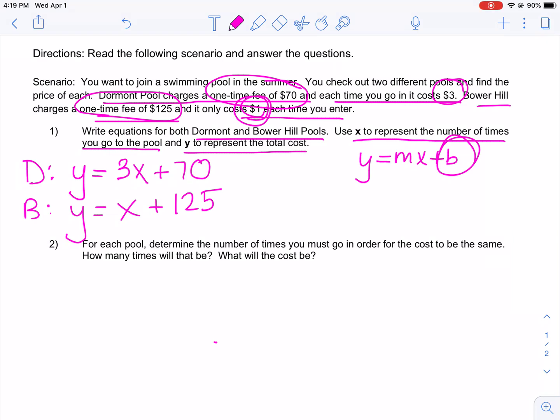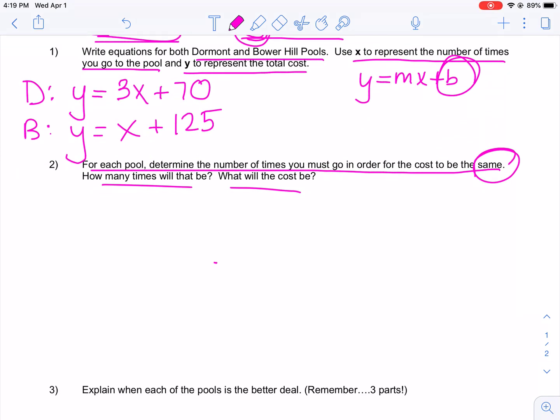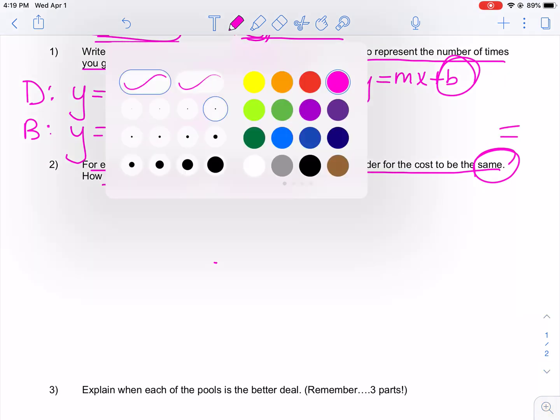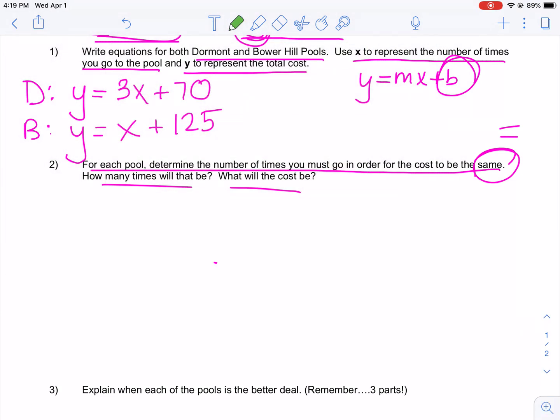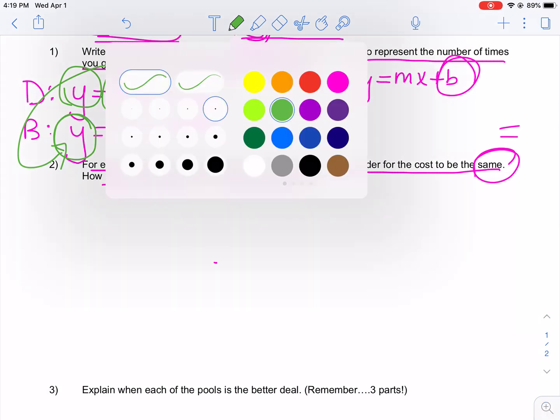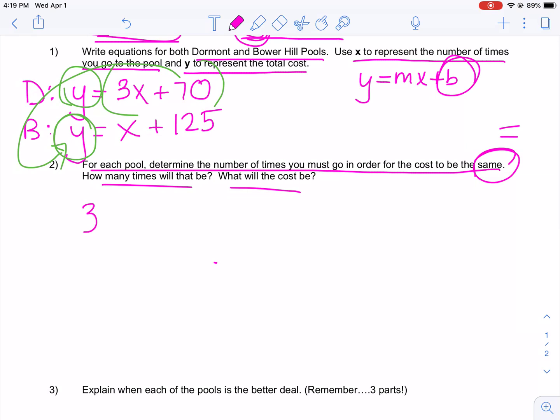Now that we have the system, we can take a look and find, for each pool, determine the number of times you must go in order for the cost to be the same. And then how many times will that be, and what will the cost be? All right, so in order for them to be the same means equal, we can solve this system by using substitution. Since we have an equation with one variable, or in this case we have 2 variables, I can substitute 3x plus 70 in for the y in my second equation.